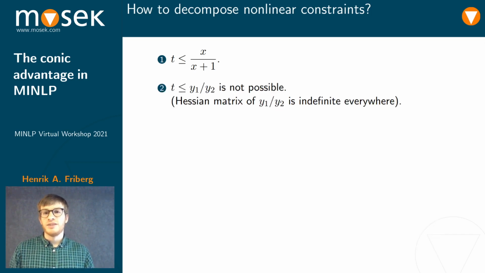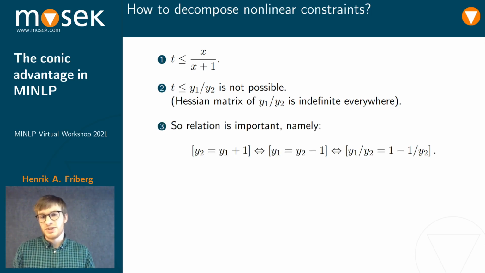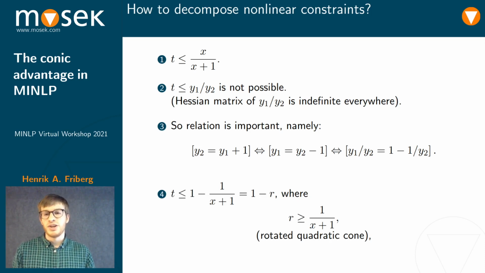If we try to see it as a division of two independent operands, we're going to fail exactly as before, for the exact same reason. So the relationship is important. We can write y2 as a function of y1, or we can write y1 as a function of y2. And doing the latter, we can divide both sides of the equation by y2 and obtain a new representation of the division. Inserting the definition of y2, we get a conic representation.